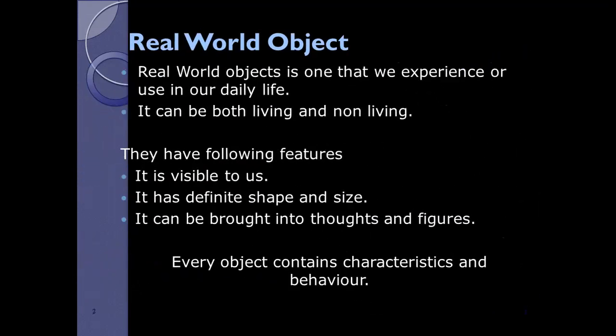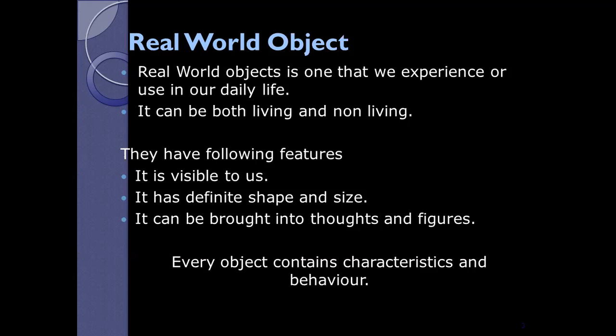Now what is a real world object? A real world object is one that we experience or use in our daily life. It can be both living and non-living. Now how to identify a real world object? A real world object will have some features. Number one, it is visible to us. Number two, it has definite shape and size. Number three, it can be brought into thoughts and figures. For example, we can say that a table is a real world object as it has all the features: it is visible, it has a definite shape and size, and we can describe a table.